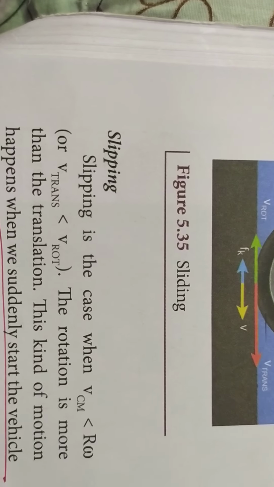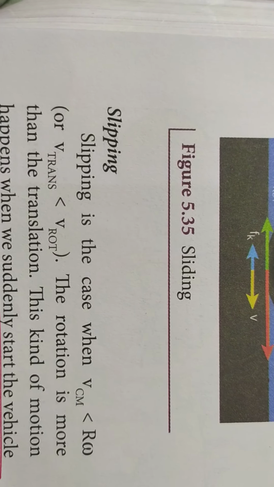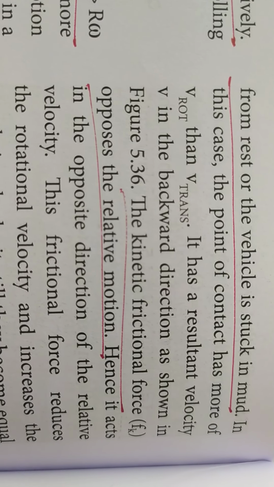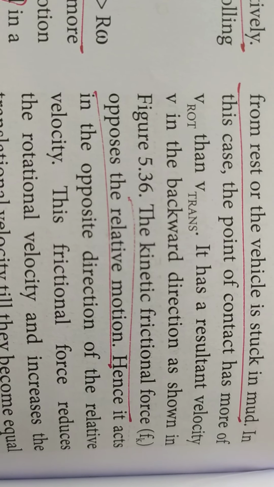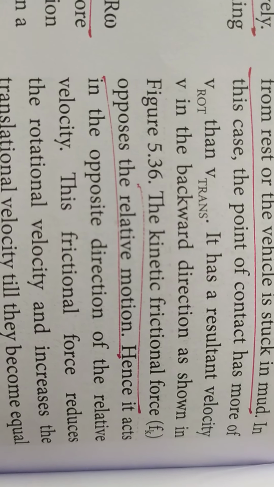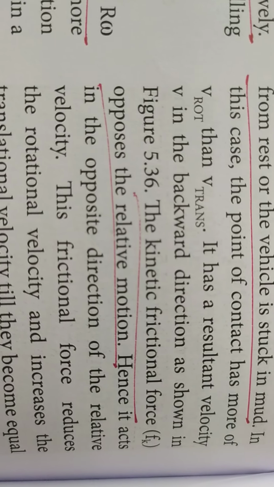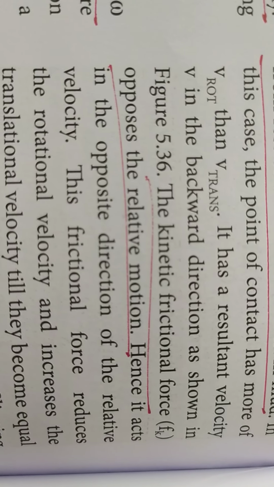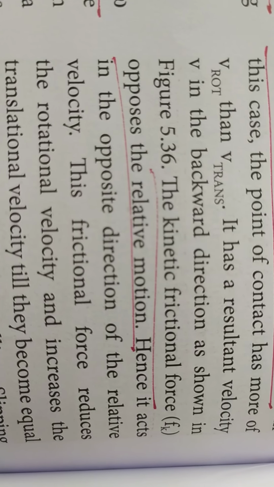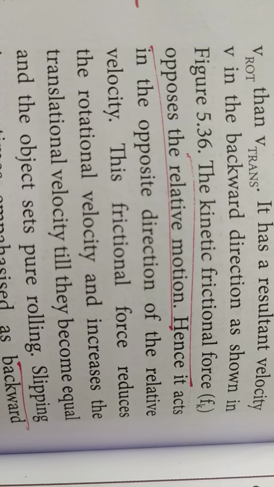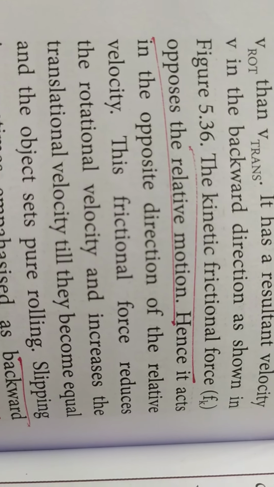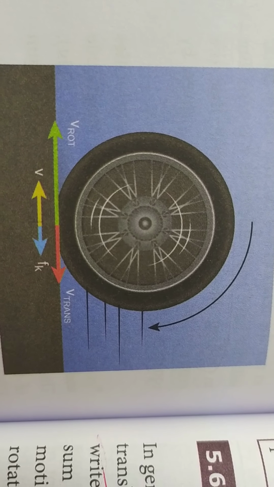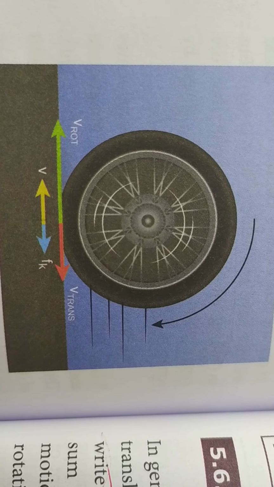And when you see the next topic, slipping, for that you better consider an example. The vehicle is stuck in mud. Suppose the vehicle is stuck in mud, what happens here? The V rotation is greater than V trans because the car cannot move again because it is stuck in mud. So definitely the wheel will be rotating continuously, but there is no translation motion if the car is stuck in mud. So you can take V rotation is greater than V trans. In that case, the kinetic frictional force will always oppose the relative motion. So here, when you see this diagram, this is an example for slipping, and here definitely V rotation is more.